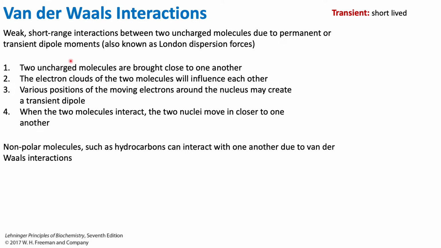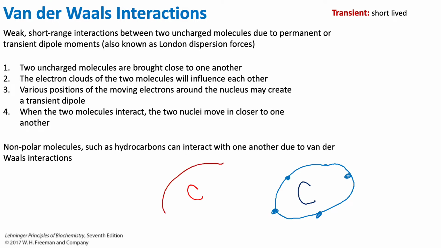So how do we get this short-lived dipole? What happens is that when we have two uncharged molecules and we bring them really close to one another, we know that electrons are spinning all around the nucleus. So let's say, for example, we have a carbon molecule and we have another carbon molecule. These carbon molecules have an electron cloud all around them. We see a cloud of electrons, and these electrons are spinning.